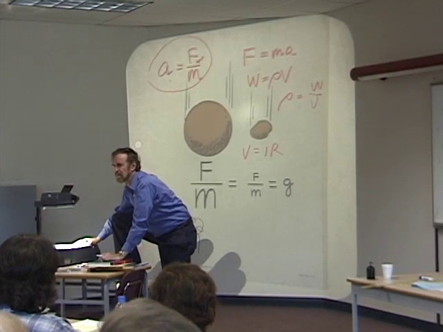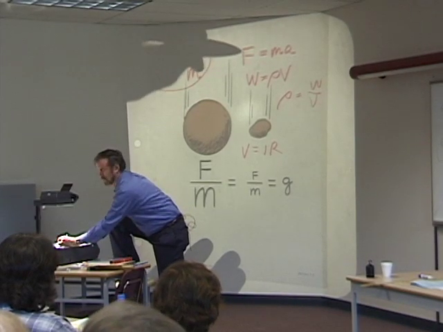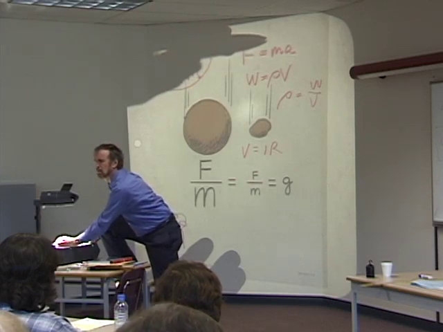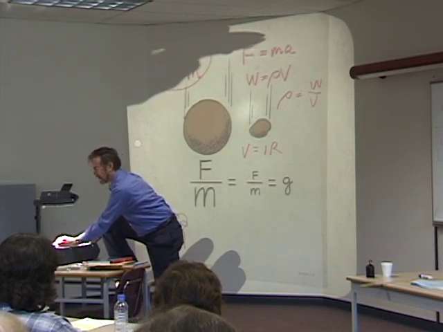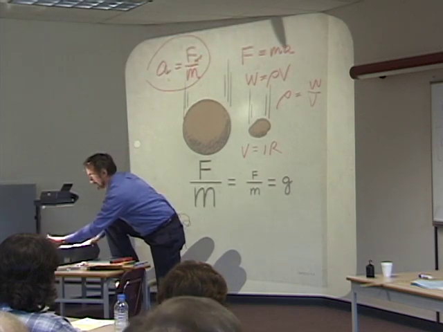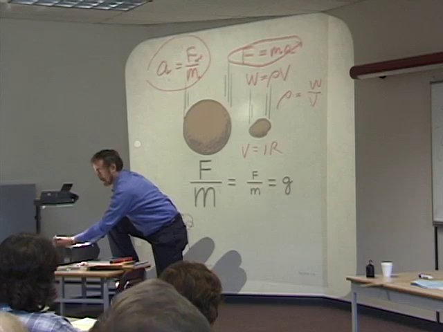Pressure equals current times resistance. Force equals mass times acceleration. I thought a force was a push or a pull. No, it's not. It's a mass times an acceleration. Oh, okay. This doesn't say anything. This says a lot.